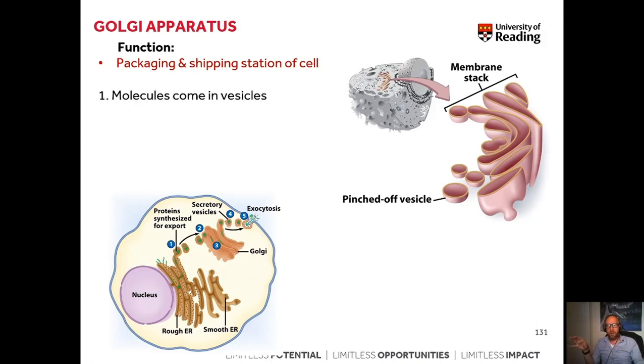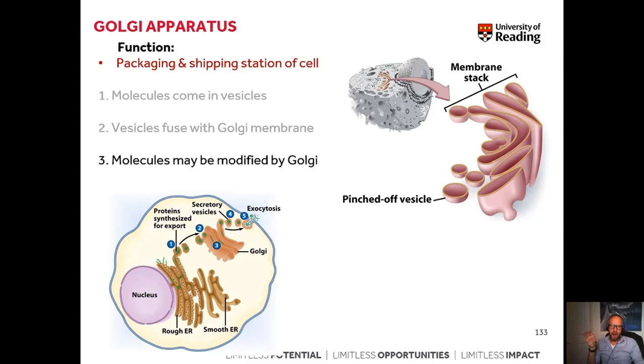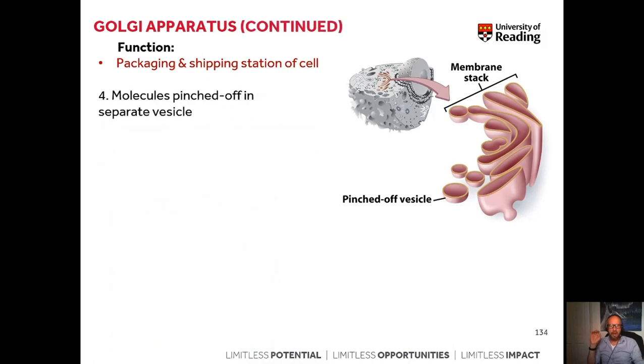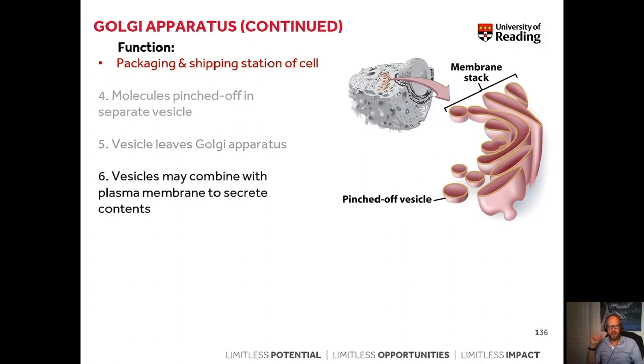So the molecules come in vesicles to the Golgi, fuse with the Golgi membrane, and then molecules can be modified by this very apparatus. After the proteins have been modified in the Golgi, they are pinched off in separate transport vesicles and leave the Golgi apparatus.